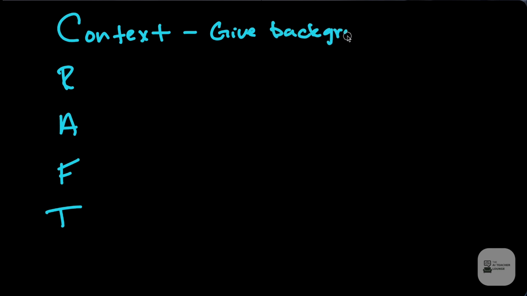CRAFT is a great way for you to build your AI framework. C stands for context. You want to give the background. You want to give the AI information about where your students are and where they're going. You want to give a goal. You want to give a purpose. Additionally, you want to talk about what students have learned and some of the misconceptions.